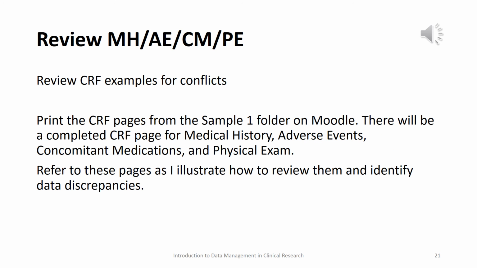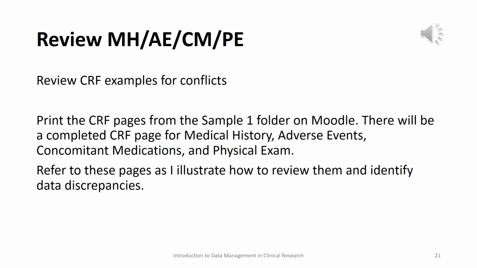Now that we've gone over the medical history, the adverse event, the concomitant medications page, and also the physical exam page, we want to take a look at the relationship between these four pages and some of the data discrepancies that we're likely to encounter as we start reviewing them.